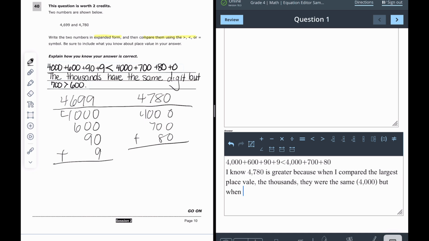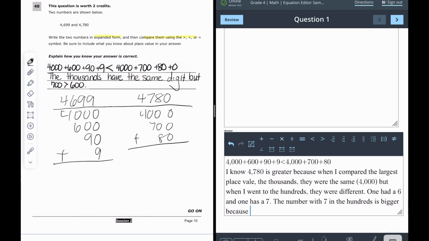But when I went to the hundreds, they were different. One had a 6 and one has a 7. The number with the 7 in the hundreds is bigger because 700 is greater than 600. Boom. Drop mic.